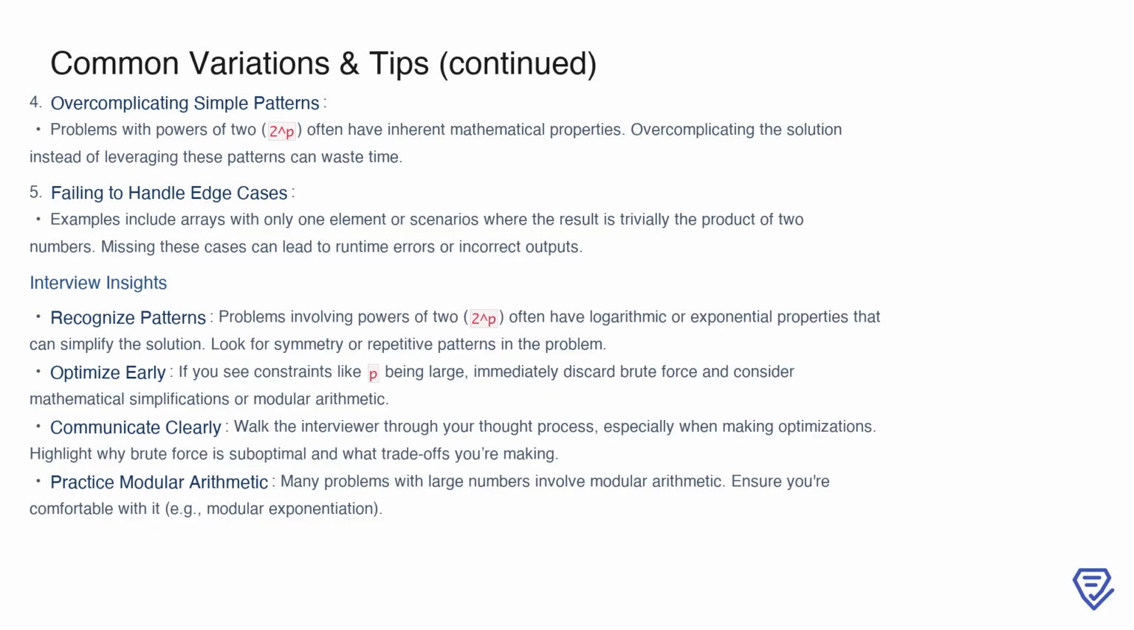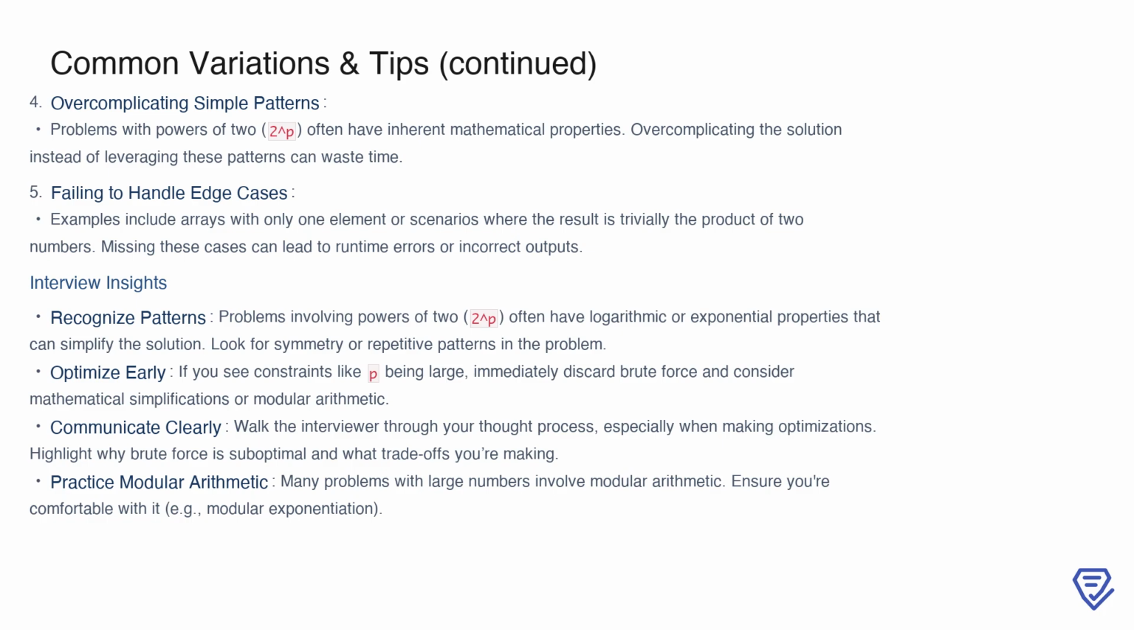Now, when it comes to interviews, recognizing patterns is key. Powers of 2 often exhibit logarithmic or exponential properties, and symmetry or repetitive patterns can provide clues for simplifying the solution. Always optimize early. If you see constraints like a large p, immediately discard brute force and explore mathematical or modular arithmetic-based approaches. Communication is equally important. Clearly explain your thought process to the interviewer, emphasizing why certain methods like brute force are suboptimal and what trade-offs you're making with your optimized approach.